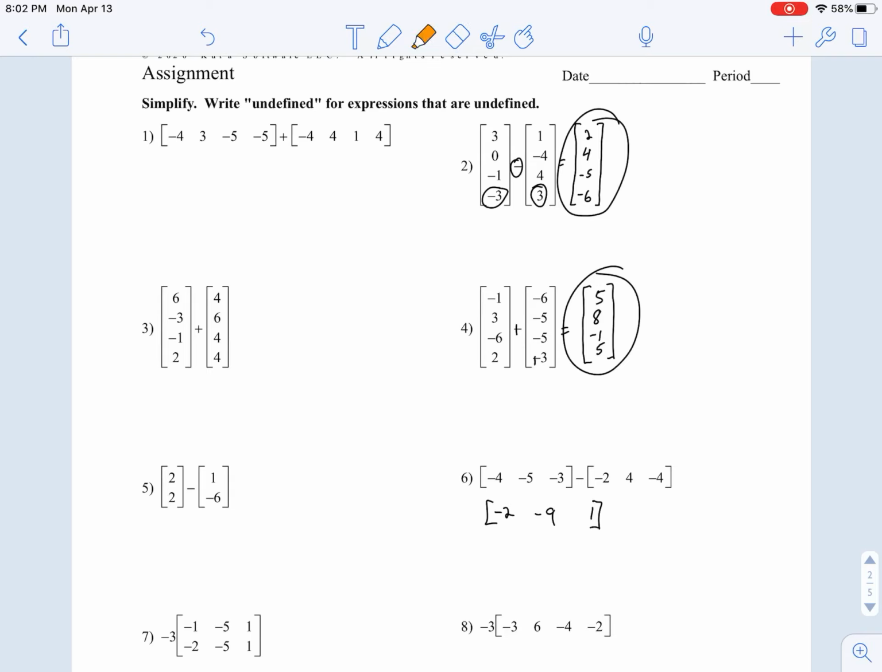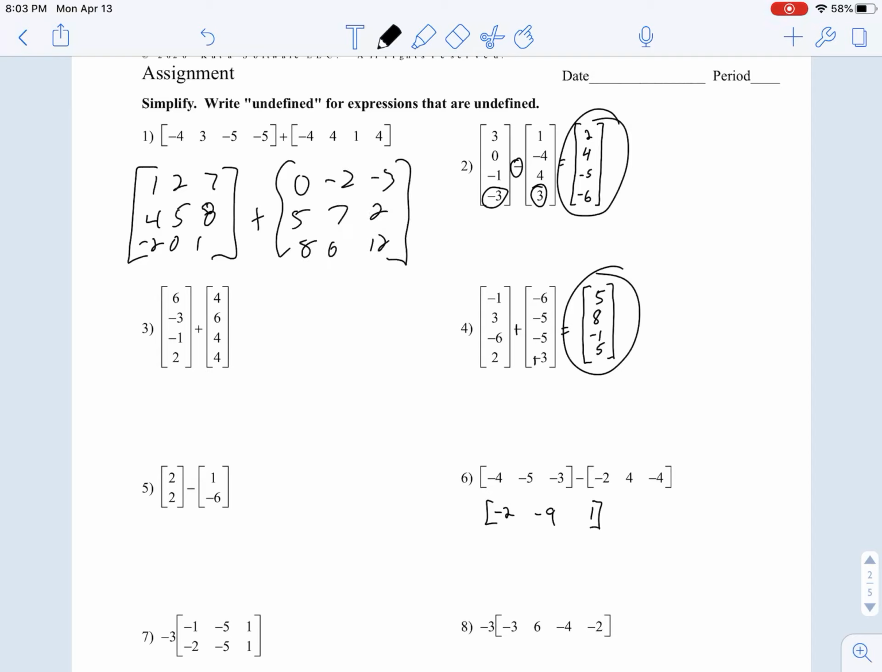So the homework you're going to do, this one is adding, this one is adding, this one is subtracting. Now, these are fairly simple matrices. You could have something really crazy like 1, 2, 3, 4, 5. Okay, that's a 7. 4, 5, 8, negative 2, 0, 1. Plus 0, negative 2, negative 3, 5, 7, 2, 8, 6, 12.